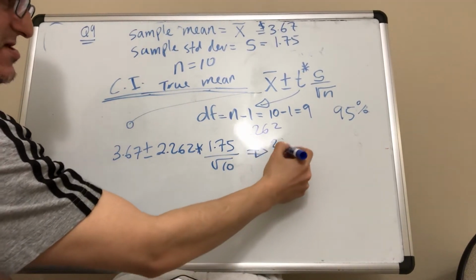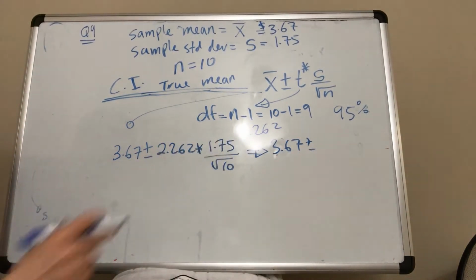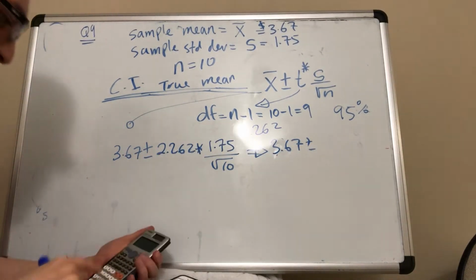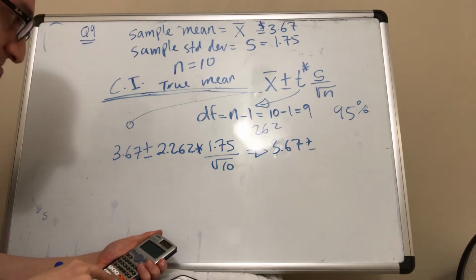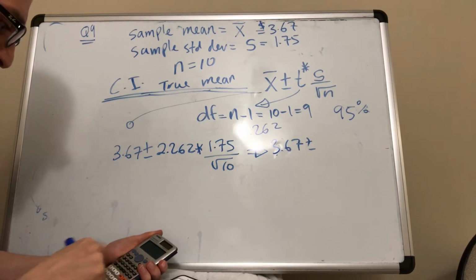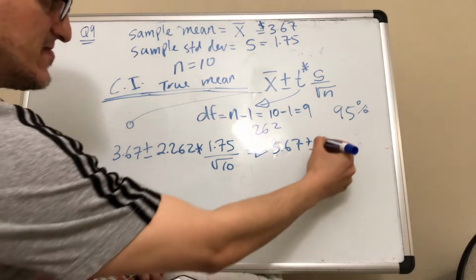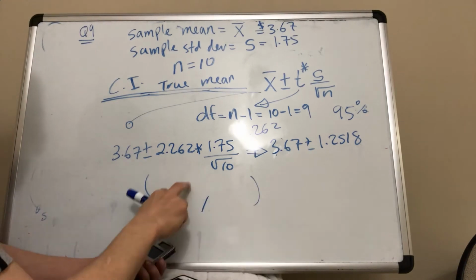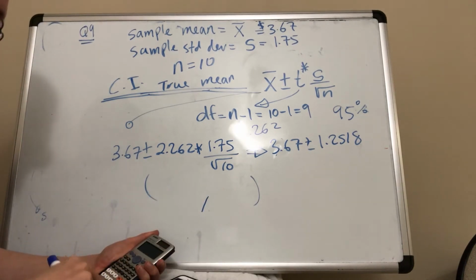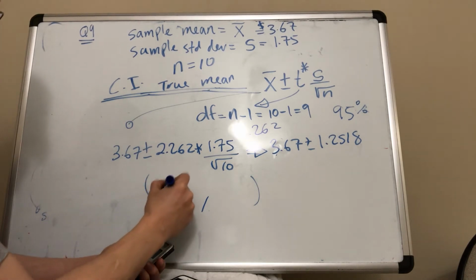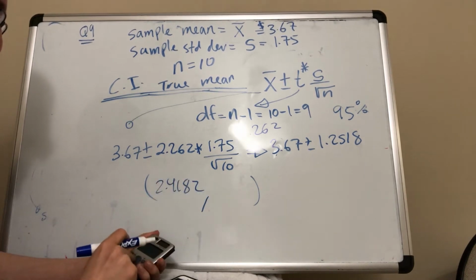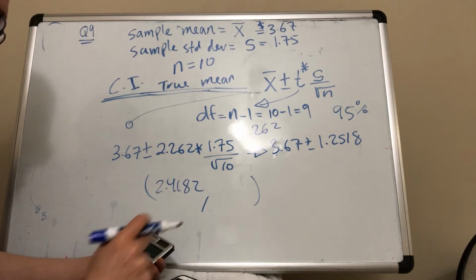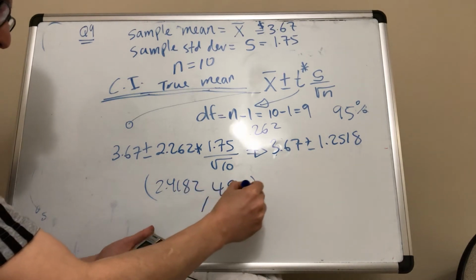You bring down the first number, and you only calculate what comes after the plus or minus. This number is 1.2518. You open brackets, and once again you subtract and add. So 3.67 minus 1.2518 takes you down to 2.4182, and when you add them, it takes you up to 4.9218.